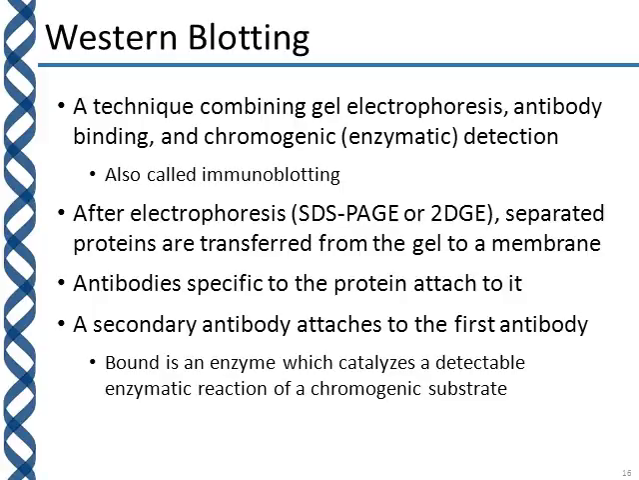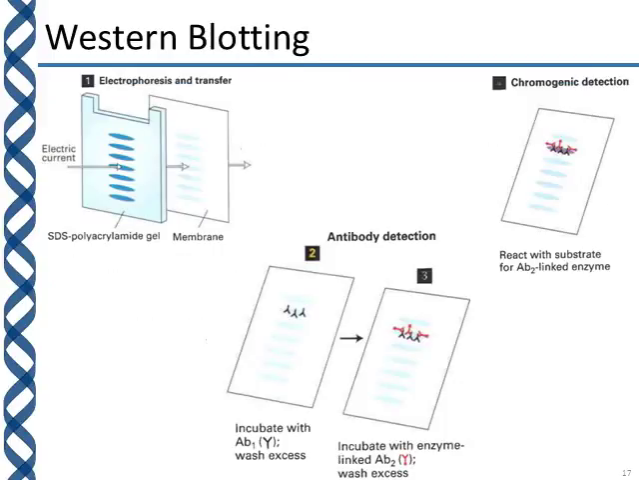Antibodies specific to the protein attach to the protein on the membrane. A secondary antibody attaches to the first antibody. This secondary antibody has bound to it an enzyme which catalyzes a detectable enzymatic reaction of a chromogenic substrate. Here we show you a diagrammatic example of Western blotting. You separate your protein sample by SDS polyacrylamide electrophoresis. This separated group of proteins is then transferred to a nitrocellulose membrane.